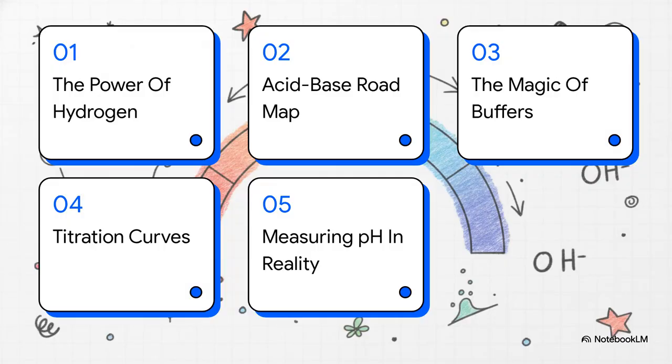Okay, let's dive into this. Here is our itinerary for today's explainer. First, the power of hydrogen. Then, the acid-base roadmap. Third, the magic of buffers. Fourth, reading titration curves. And finally, measuring pH in reality.